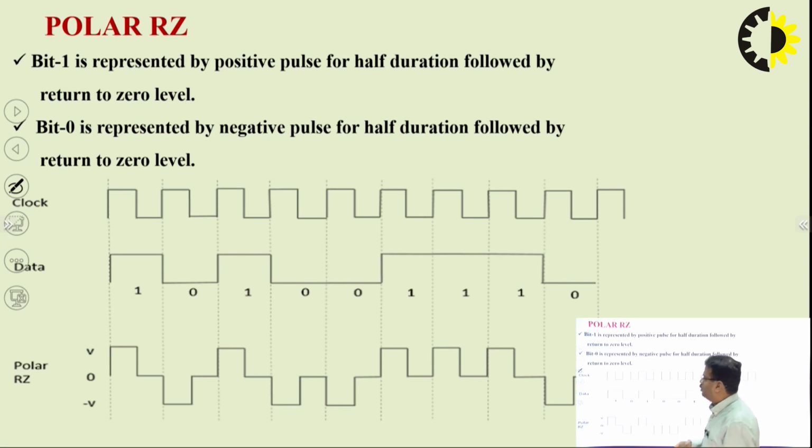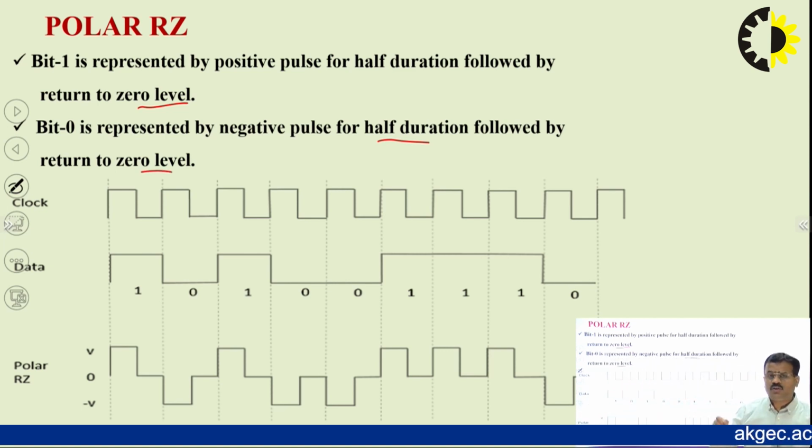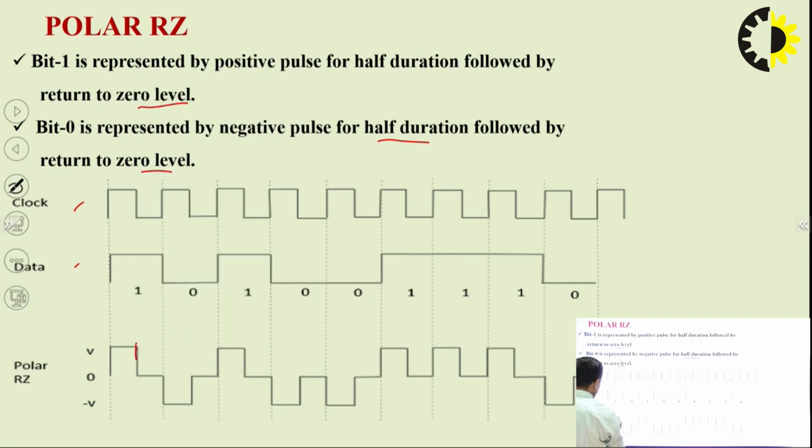Now polar RZ. RZ again: if it is bit 1, then a positive pulse for half duration followed by return to 0 level. Similarly, bit 0 is a negative pulse of half duration followed by return to 0 level. Meaning whether it is 0 or 1, our signal returns to 0 level. So again our clock, our data and this polar. So 1 is there, it means it is a positive pulse for half duration and again it returns to 0.